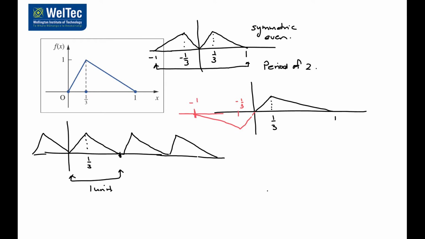And now, if we were to repeat that, the whole period is going to go from there to there. So t would equal 2, whatever the units are. And this is now anti-symmetric, and thus it's an odd function.